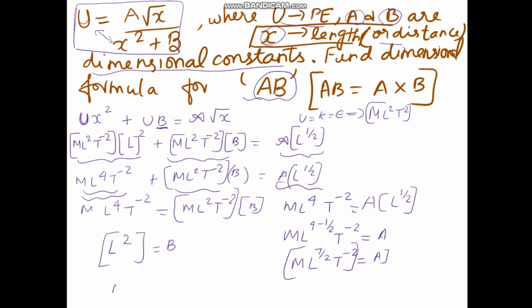They are asking for the formula for AB, the product value. So M L power 7 by 2 into t power minus 2, times the dimensional formula of B, which is L square, comes out to be M L power 11 by 2 into t power minus 2. This is the dimensional formula for AB.